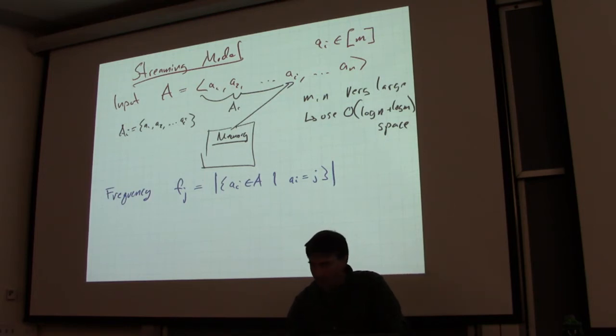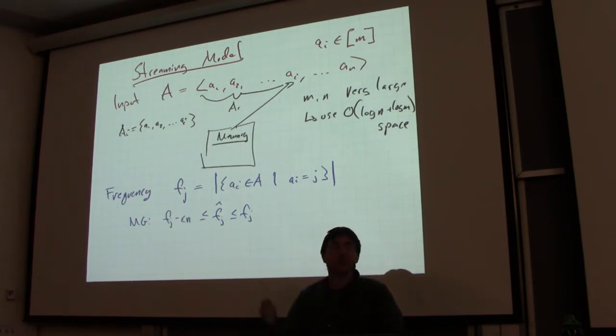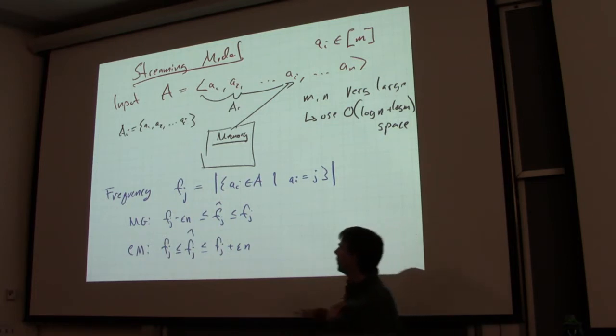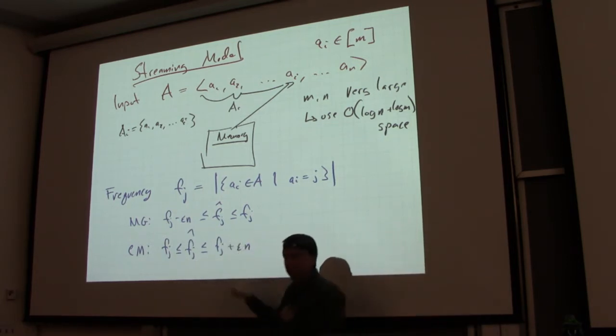And so the Misra-Gries algorithm allowed us to say there was going to be some Fj hat, which is always going to be less than Fj, but not too much less: Fj minus epsilon n, where epsilon is some parameter that we have. With the Count-Min sketch, we're going to have a slightly different guarantee. We're going to have that Fj is always going to be less than Fj hat, so this is going to be larger than the true count, but not too much larger.